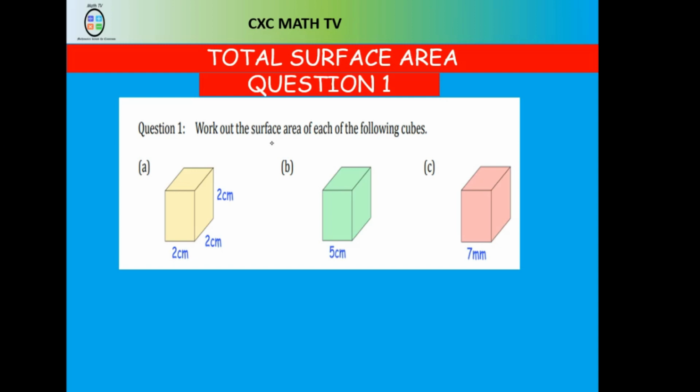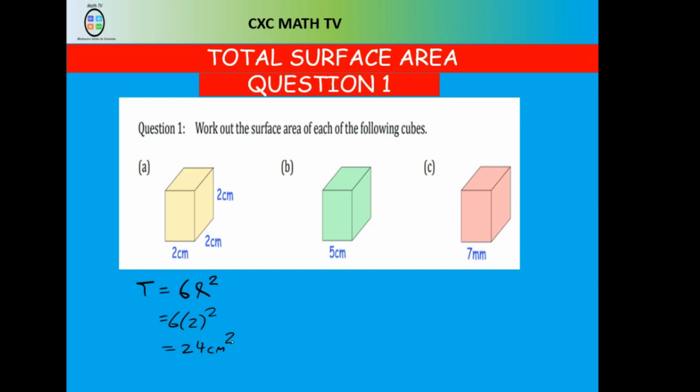Basic. So work out the total surface area for the following. This one right here, what? All the sides are equal in length, and so it is a cube. If it's a cube, you just need to remember total surface area is 6L squared. The side right here is 2, so it's 6 times 2 squared. 2 squared is 4.